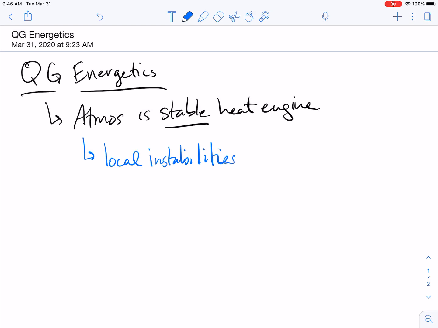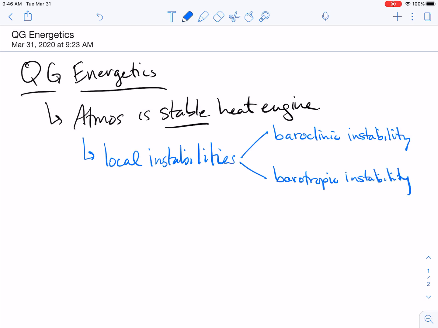And so we've got two primary local instabilities that we consider in the atmosphere that we actually talk about quite a bit, but we don't always talk about in this energy framework. And one is our baroclinic instability. And the other is our barotropic. And so our baroclinic instability has to do with temperature gradients and density differences that we can realize some available potential energy. And barotropic is due to instabilities within the flow itself.